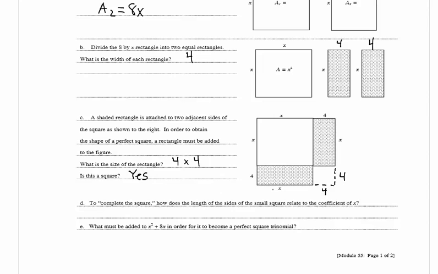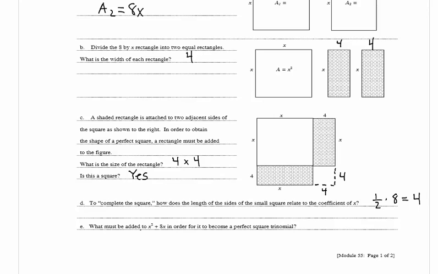And D, it says, to complete the square, how does the length of the sides of the small square relate to the coefficient of x? And our coefficient of x was 8, and the length of the sides was 4. So 1/2 times the coefficient is equal to 4, which is the length of the side of the rectangle we added to complete the square.